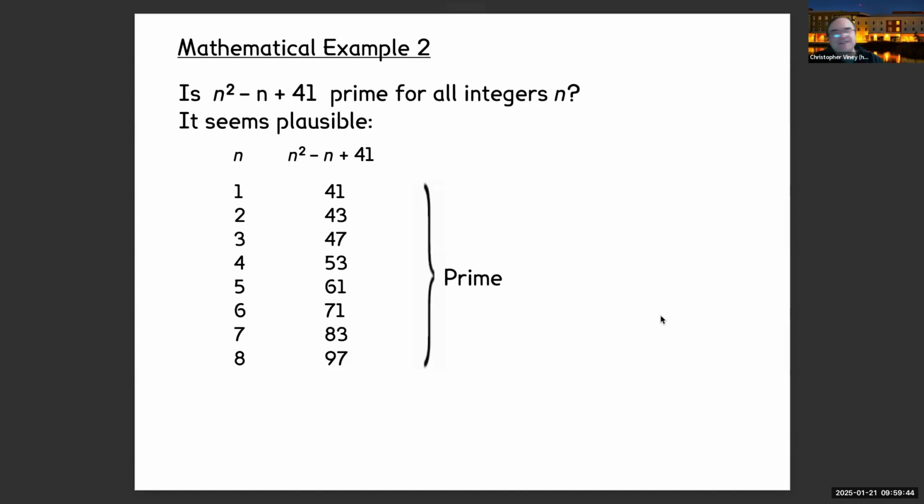Here's another mathematical example. n, an integer, squared, minus n plus 41. Is it prime for all integers n? And if you start playing with these, yes, it seems reasonable. So let's make a table. n and n squared minus n plus 41. n is equal to 1, you get 41. n equals 2, you get 43. And then 47, 53. Up to number 8, they're all prime.